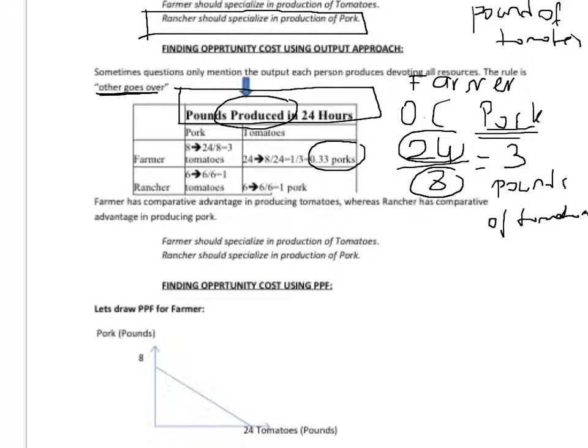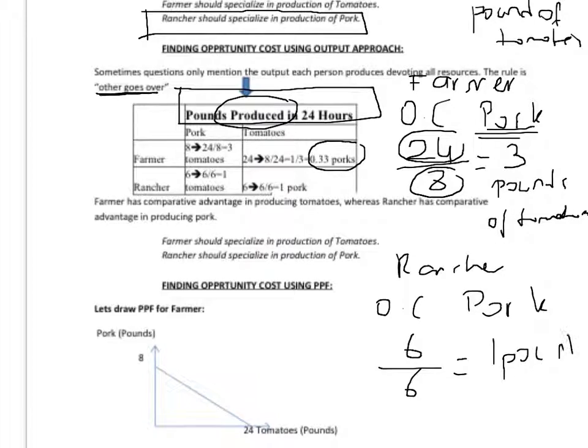Let's do it for the rancher. The rule says other goes over, the other good if we are looking at the opportunity cost for the rancher. For the opportunity cost of pork, the other will be tomato. So 6 divided by 6, which is 1 pound of tomato. You don't need to calculate for tomato because the opportunity cost is just the inverse. The inverse of the opportunity cost of pork is going to give you the opportunity cost of tomato, but be careful with the units. The opportunity cost of tomatoes is 1 pound of pork.